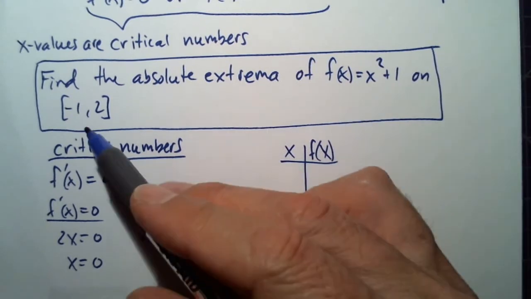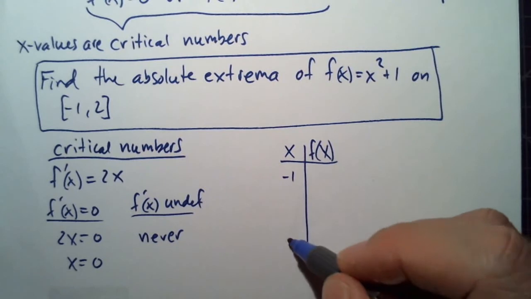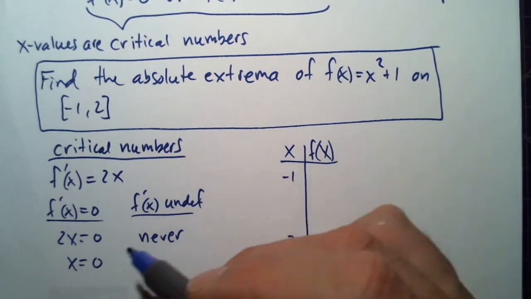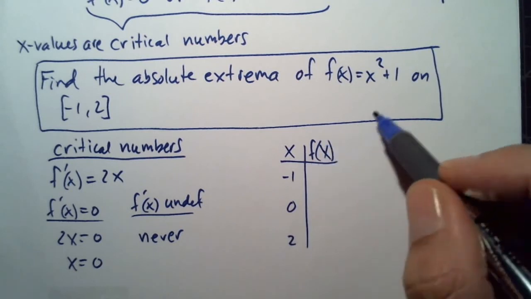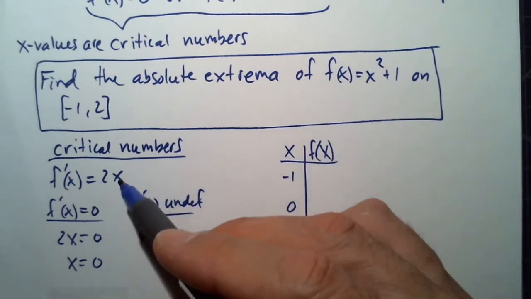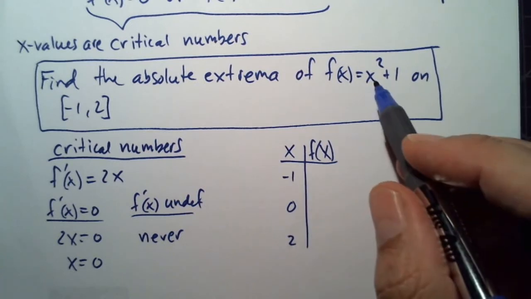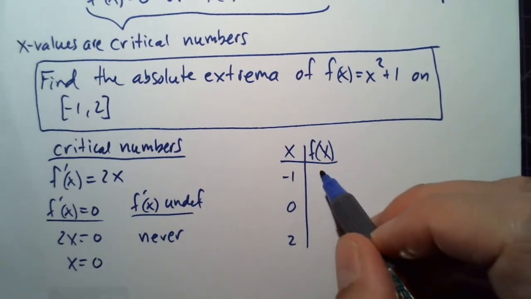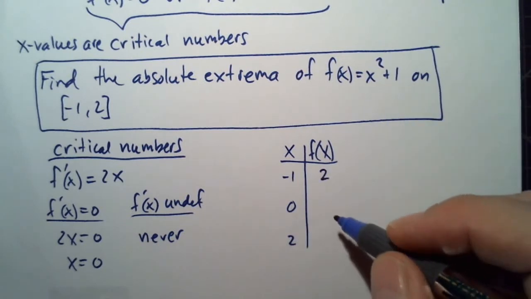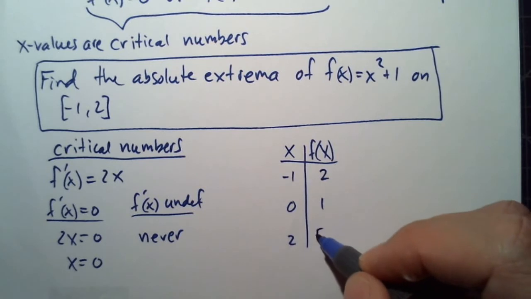So an endpoint is -1, the other endpoint is 2, and we'll also check the critical number 0, and we want to find the y values of the function. We're not using the derivative in this table. So we'll put a -1 there, and we get 2. Put a 0 there, and we get 1. Put a 2 there, and we get 5.